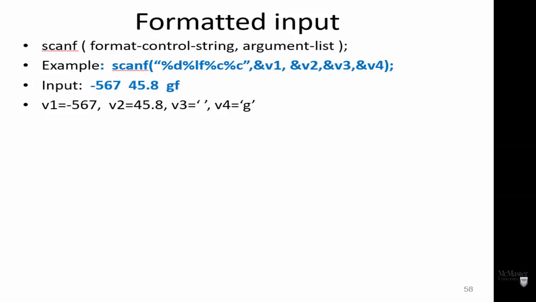Why do we have this ampersand here? Because we are reading the value, not the address. And let's say if I do this, and a user inputs this thing, can someone tell what V1, V2, V3, V4 would be?